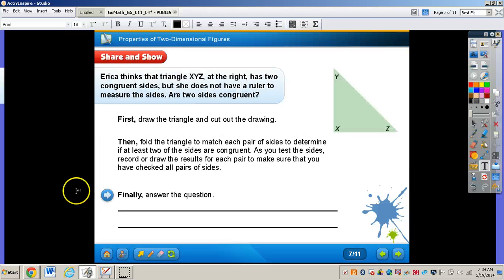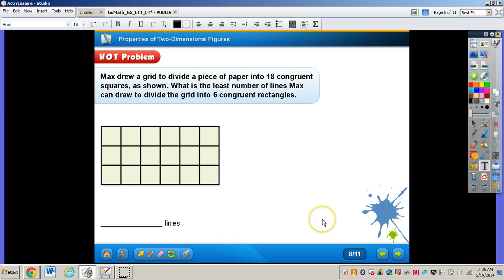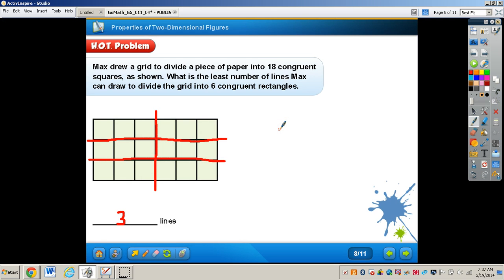I want you to do the share and show question on page 455 all by yourself. When you press play, I will have the answer for you where it says finally answer the question. So you should have found that sides XY and XZ are congruent. I want you to solve this hot problem all by yourself by pressing pause, and when you press play, I will have the answer for you. Your answer should be 3 lines, and I do have the example of these 3 lines within this figure. And check and make sure your answer matches mine, and if it does not, let's see what you did wrong.